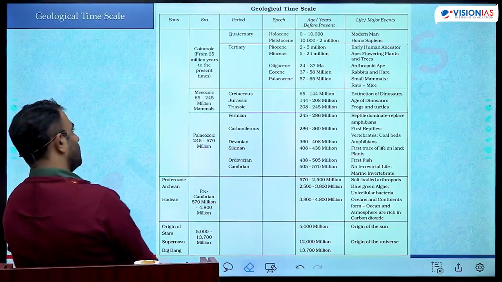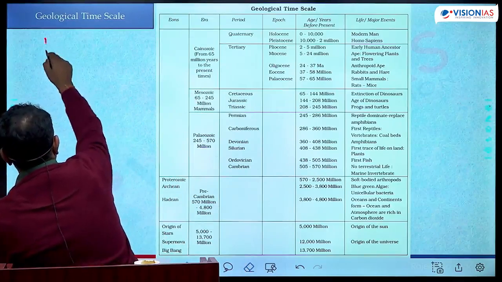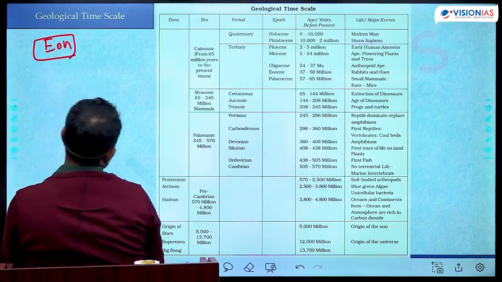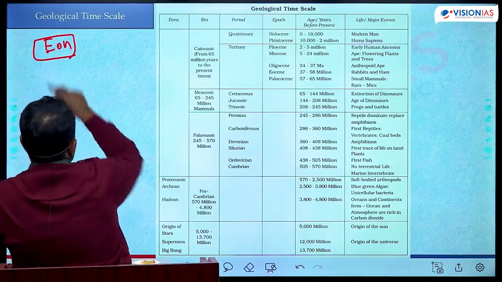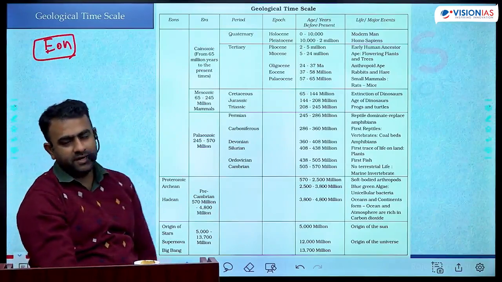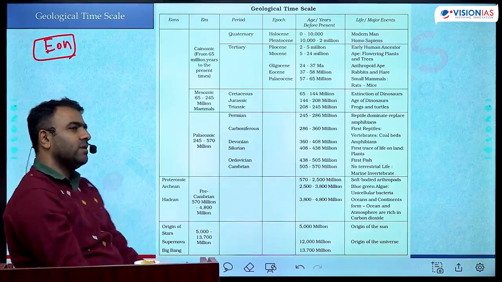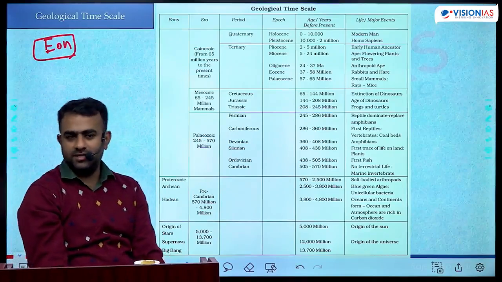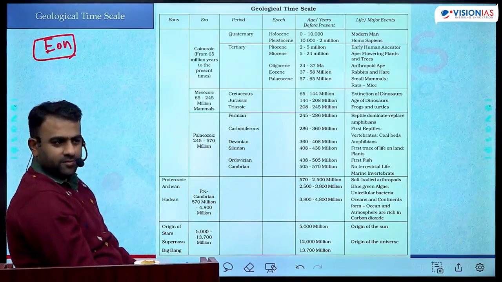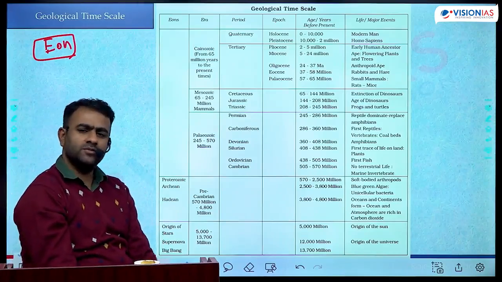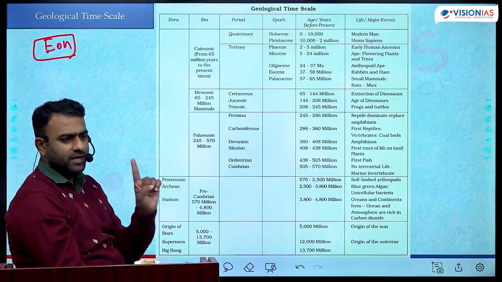The divisions you first have to remember. The largest division of the geological time scale is what is called an eon. 1 eon is approximately 1000 million years. Approximately बता रहा हूँ, 1000 भी हो सकता है, 1500 भी हो सकता है. Okay, approximately 1000 million years is 1 eon.